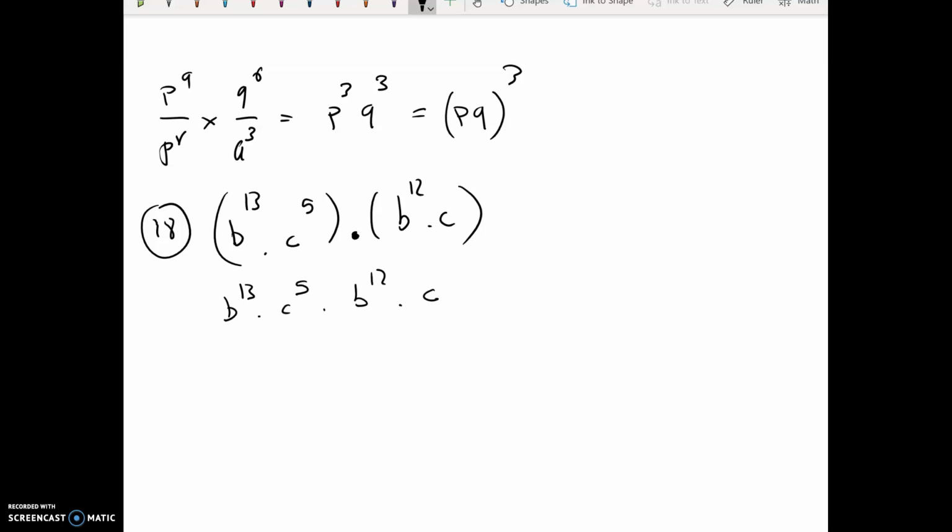I can reorganize to have the b's next to each other: b to the 13 multiplied by b to the 12 multiplied by c to the 5th multiplied by c. And now I could have my two parentheses right here. And if I do so, I have the same base, right? b to the 13 and b to the 12, and c to the 5th and c. So if I have the same base, I can rewrite only one with the sum of 13 plus 12, which is going to be 25, multiplied by c to the 6. Okay? So remember your rule of exponent.